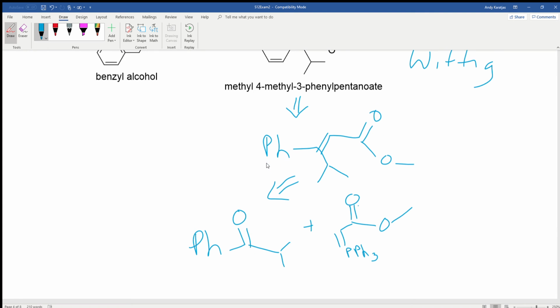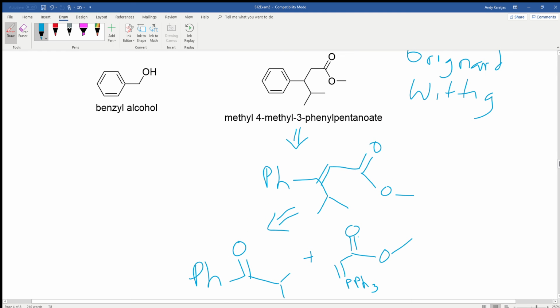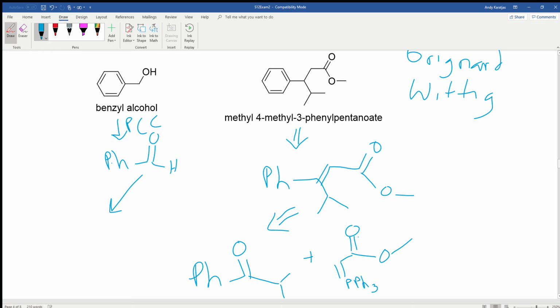Then if you notice where we are in comparison to our starting material, our starting material could easily be oxidized to give us an aldehyde. And we can do that using PCC. And from here, we've probably seen syntheses like this before. We have an aldehyde, we need to add carbons to it. The easiest way to do that is using a Grignard.